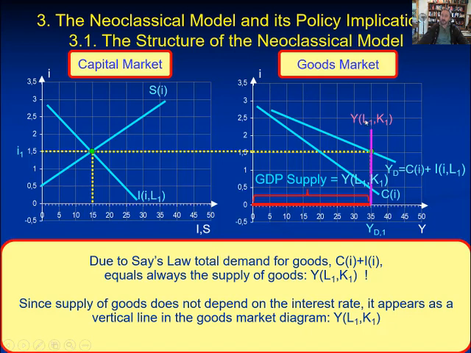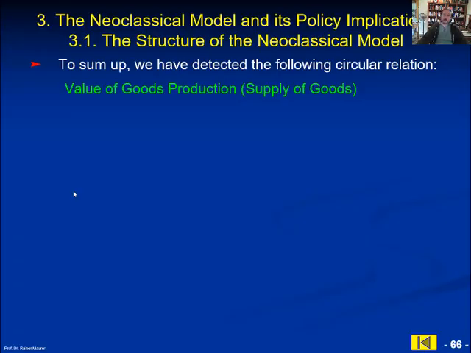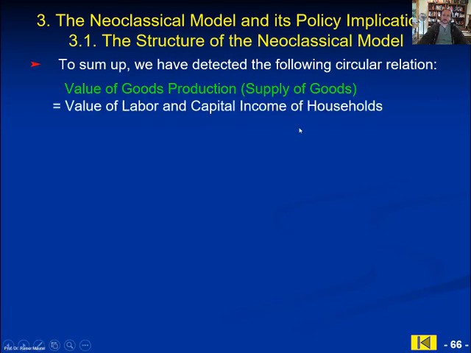We would have to change the position of the supply curve, however, if labor input changes or the capital stock changes. If they get larger, we have to shift this curve to the right. If they get smaller, we would have to shift this curve to the left. To sum up, we have now detected the following circular relation. The value of goods production, which is the supply of goods, is equal to household income, the value of labor and capital income of households.